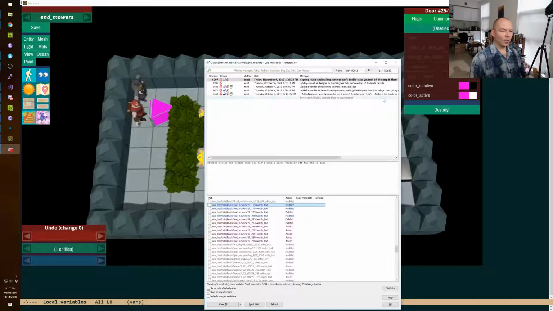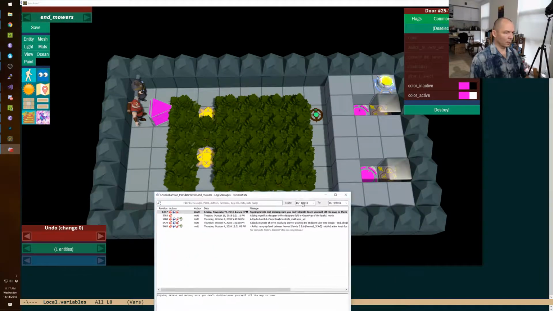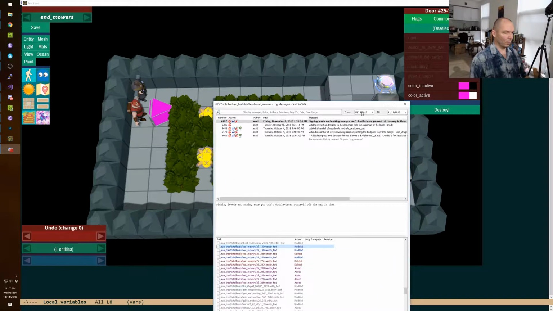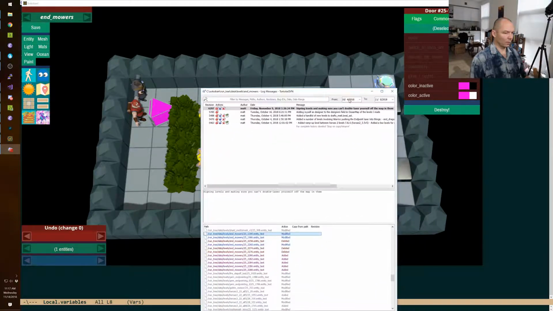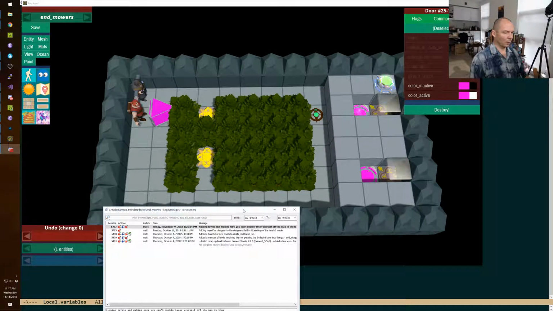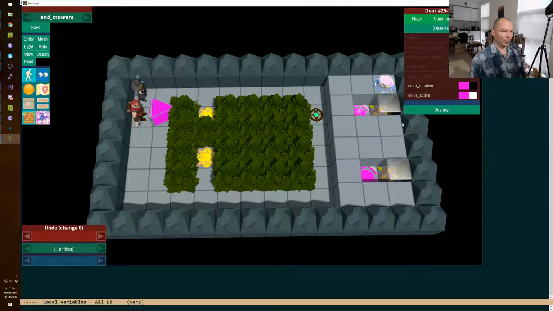Wait, he actually moved where this is, making sure you can't double laser yourself off the map in them. Okay. I have to email him about this level.